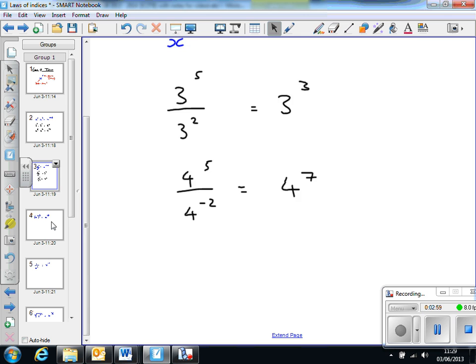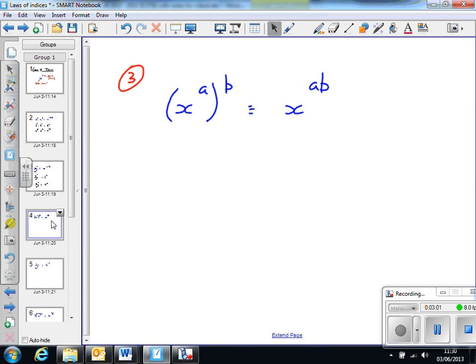The third rule, a base raised to a power a and then the whole lot raised to another power, I end up multiplying the powers. So for example, 3 cubed squared. So I take 3 cubed and I square it. What do I end up with? 3 to the power 3 times 2, which is 6. Again, the same rule applies whether it be a fraction or a negative number. I just multiply the powers together.